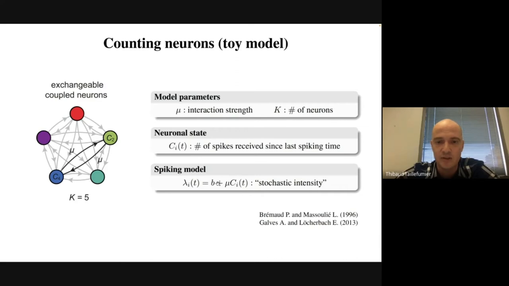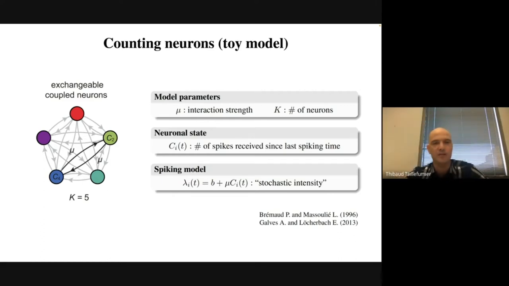So, okay, here you have a base rate plus mu C_i(t), where mu is a finite size interaction parameter, okay? So you have a finite size model, you just have a few parameters that characterize the dynamics, mu and the number of neurons, and you'd like to be able to predict the typical state of that network, okay?